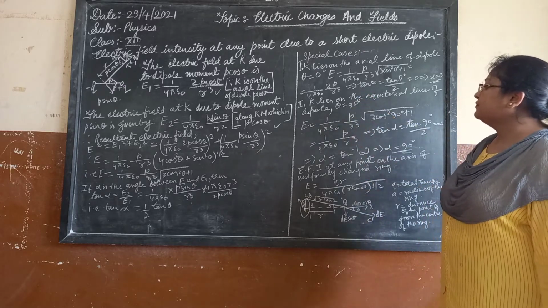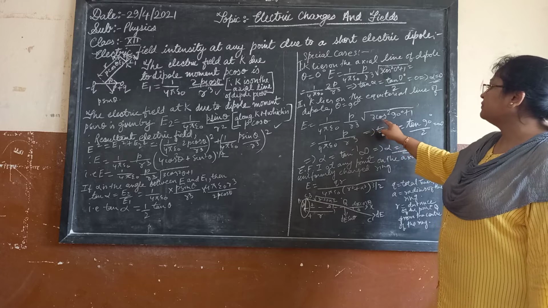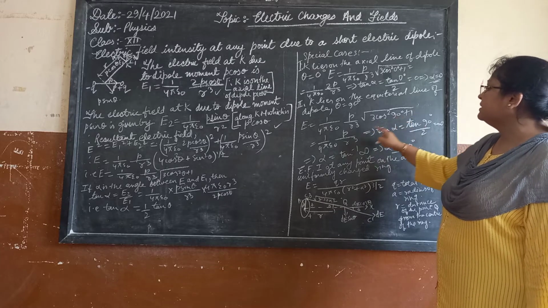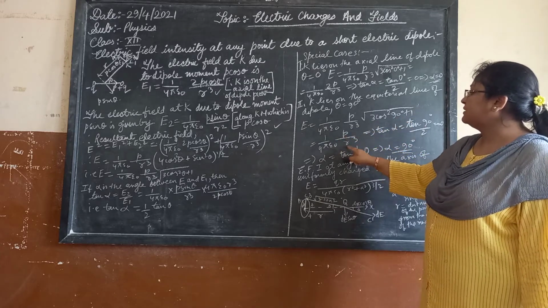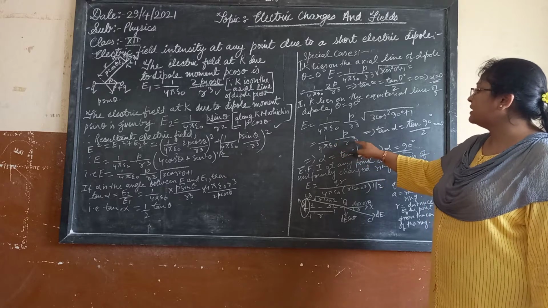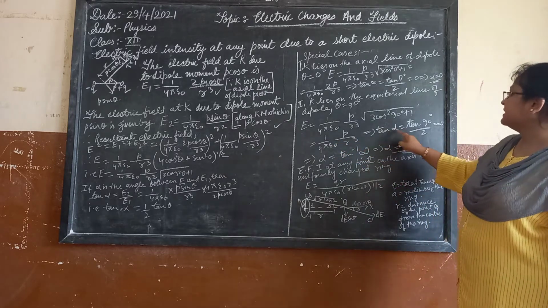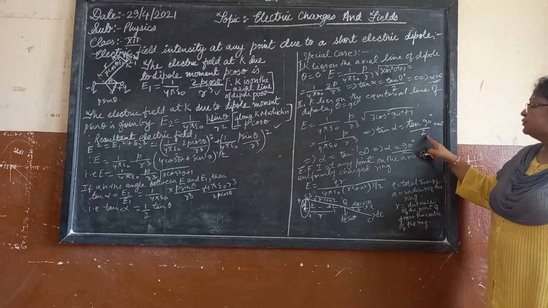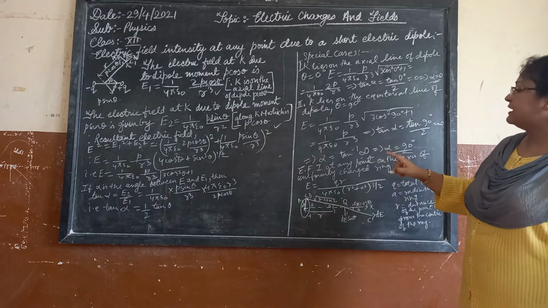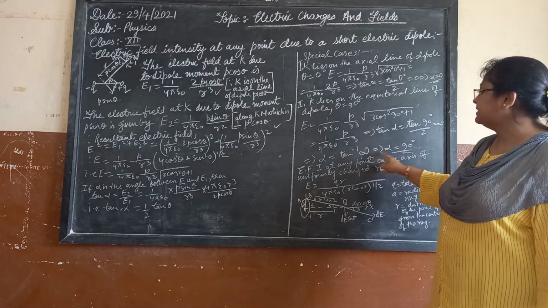So it will be 1 upon 4 pi epsilon 0, p upon r cube, root over 3 cos square 90 degree plus 1. So it will be equal to p upon r cube, that is, 1 upon 4 pi epsilon 0 p upon r cube. Then tan alpha is equal to tan theta by 2, that is tan 90 degree by 2, which will be equal to infinity, and alpha will be equal to tan inverse infinity, that is, alpha is equal to 90 degree.